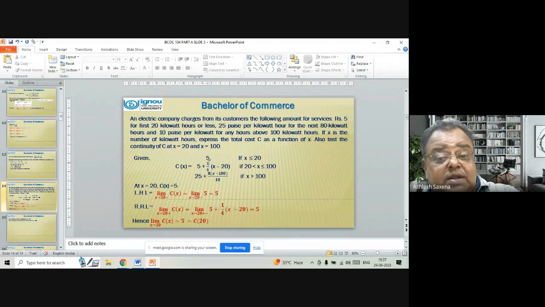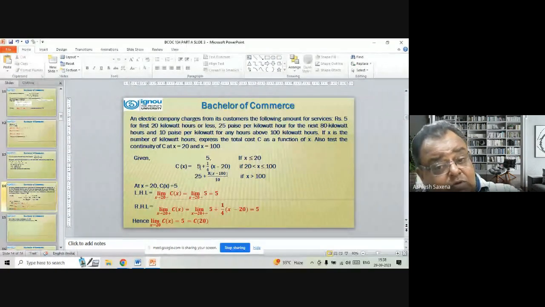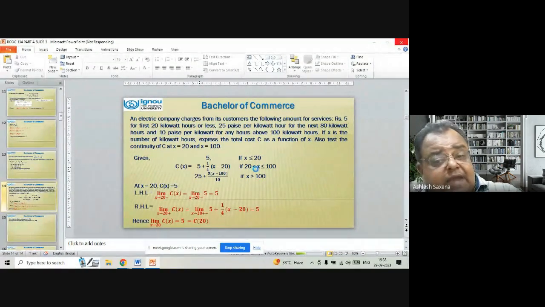Second one, 25 paisa per kilowatt hour for the next 80 kilowatt hours. That means 1 by 4, which is 25 by 100, into x minus 20. When we are moving from 20 to 100 units, the price of the first 20 units will be included into it. That means your function becomes 5 plus 1 by 4 into x minus 20, and the condition is if x is greater than 20 and less than 100.